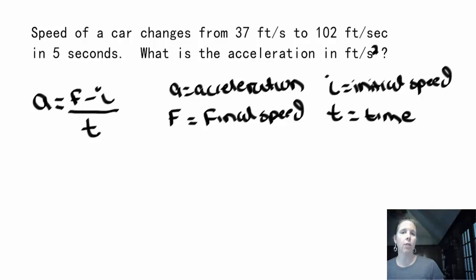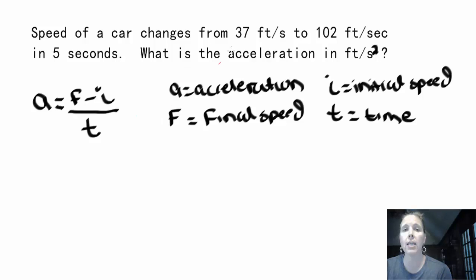So don't let this equation freak you out. We've given you all the info you need. It says the speed of a car changes from 37 feet a second to 102 feet a second in 5 seconds. What is the acceleration in feet per second squared?